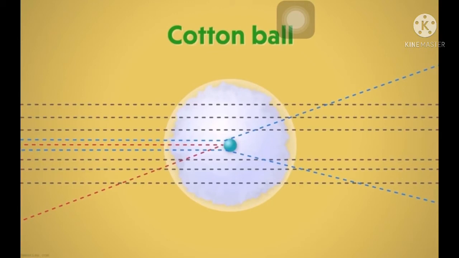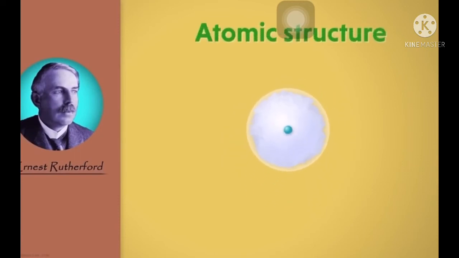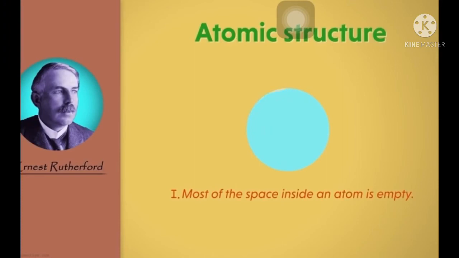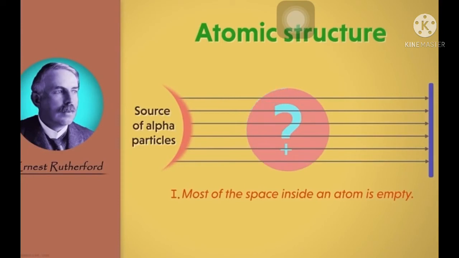So now look at Rutherford's observations on the atomic structure. His first conclusion was most of the space inside an atom is empty. This is because most of the alpha particles could easily pass through the atom and hit the detector straight. Now the question is, where is the positive charge located? For that, look at the second conclusion.